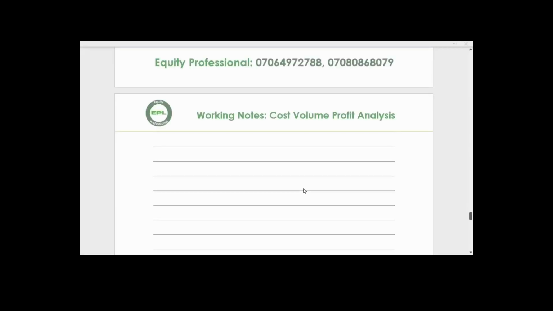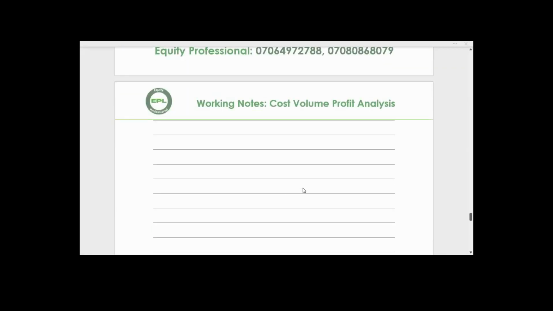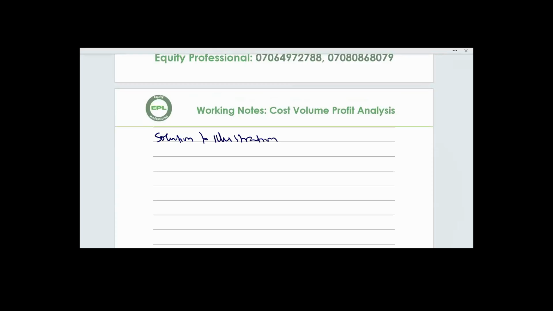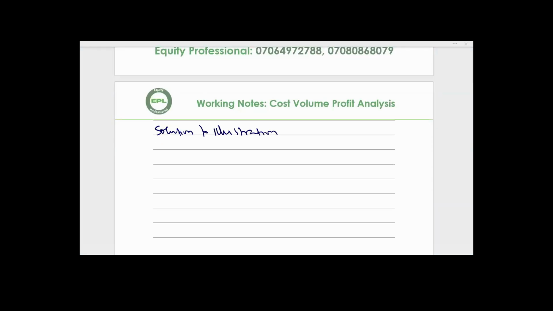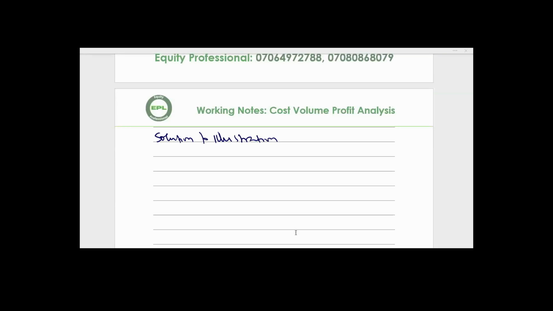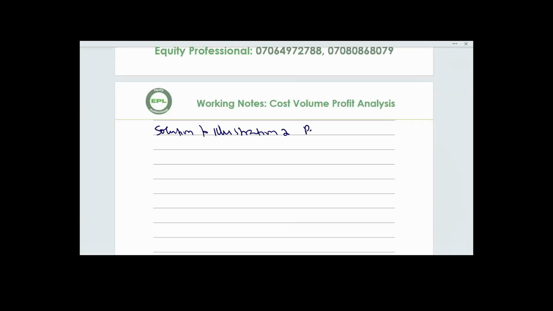So this is the solution to illustration number 2. That is page 53. That's number 2B.